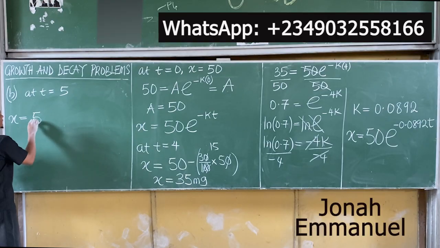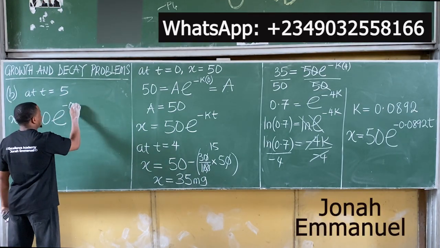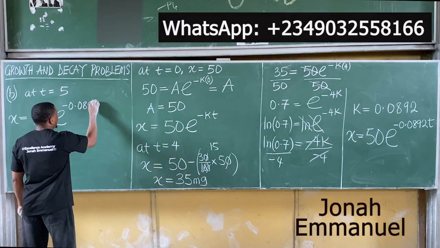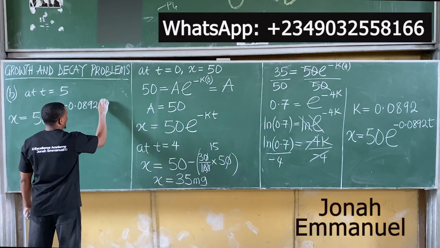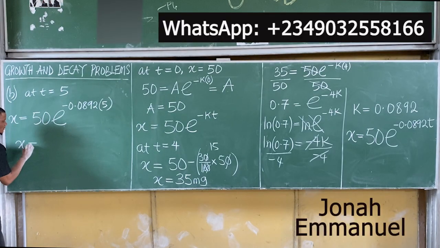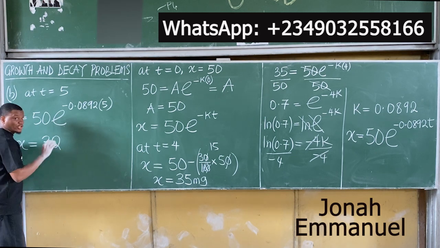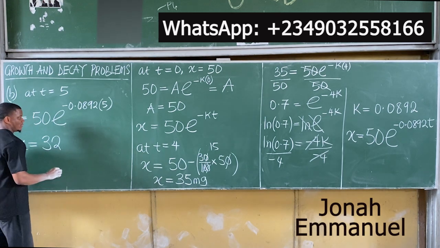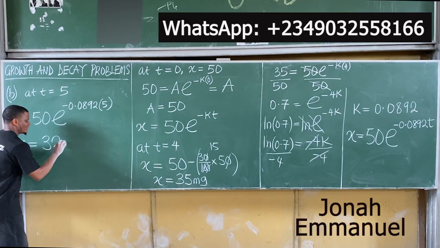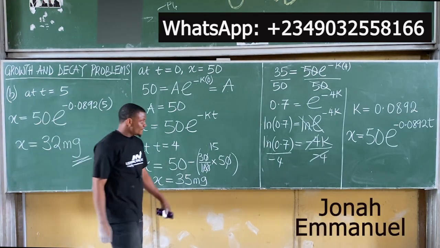x is equal to 50 exponential minus 0.0892 times t. What's t there? 5. So please give me the final answer. 32.009, okay, just take it to 2 decimal places. It's 32. The mass, put the unit there, milligrams.